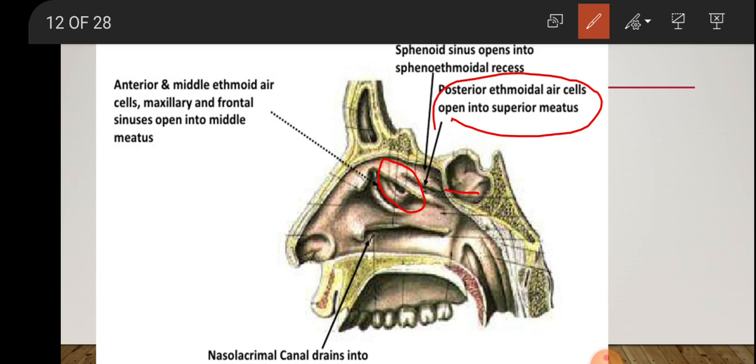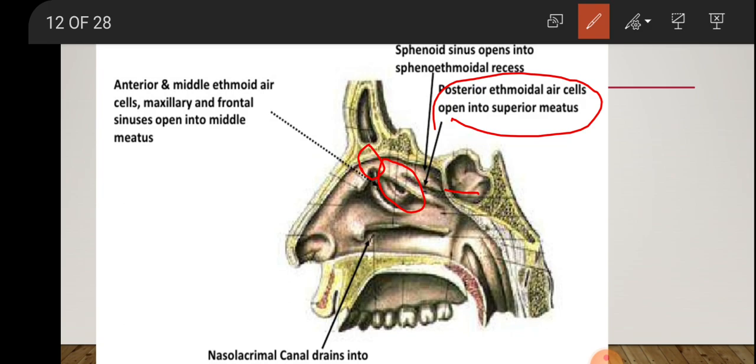Okay, then the anterior ethmoidal air cells drain into the anterior end of the infundibulum. So this part is the anterior end of the infundibulum, and here it drains the anterior ethmoidal air sinus. Just above the opening of the anterior ethmoidal sinus, you have the location of the frontonasal duct through which the frontal air sinus drains.